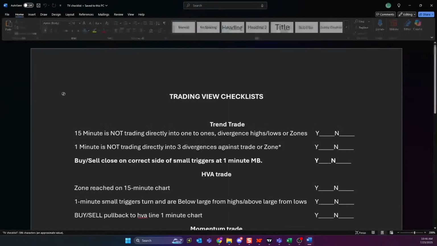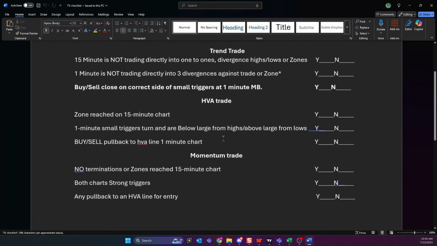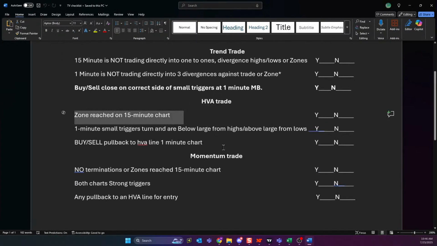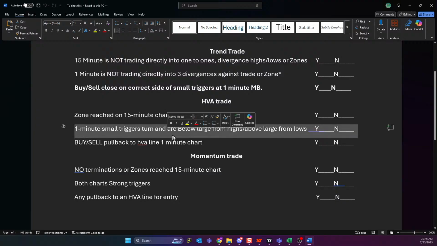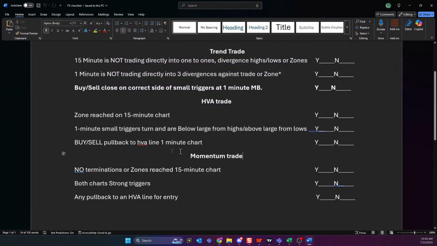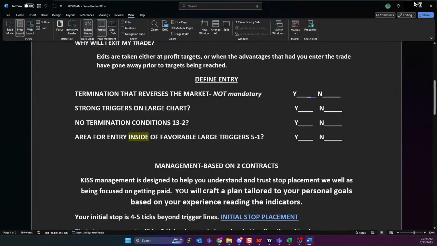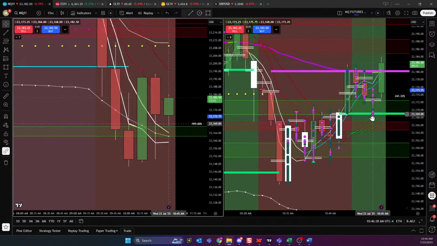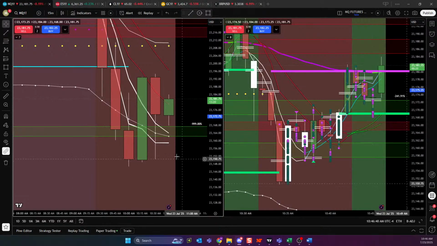Hold on. Zone reached on the 15-minute. 1 minute small triggers turn. Buy or sell a pullback to the HVA line on the 1 minute chart. That sure feels like it fit the rules. Do you guys see it?